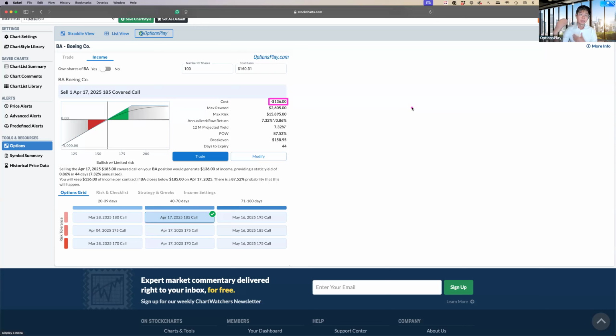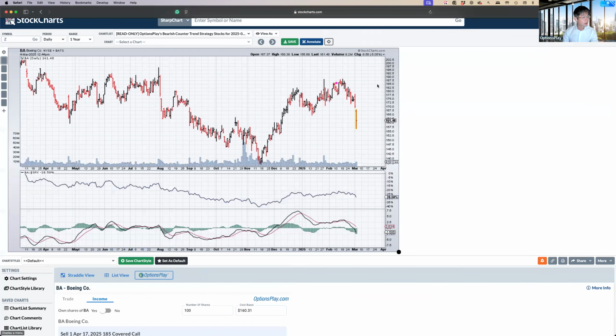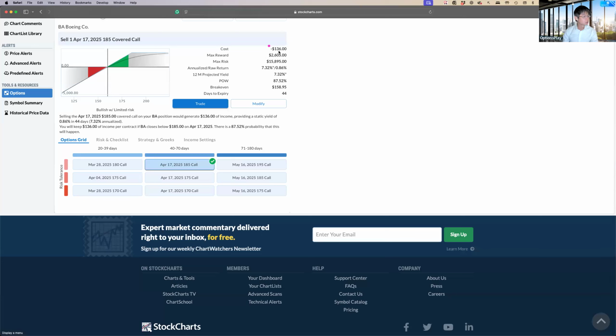You're generating income, and in exchange for that income, you have the obligation to sell the stock if it recovers to that price. And just to put that into context, 185 is if the stock gets back up to here, right? So the stock would have to get back above 185 in order to be called away. If it does, maybe you make a nice profit. If it doesn't, you keep the $136 and you can sell another covered call in 45 days. The idea is that if you can generate $135 in income every 45 days, you are going to easily pay for the cost of this service. And that doesn't include any of the other trades that you can potentially make using the service.